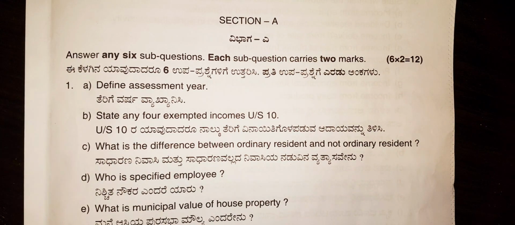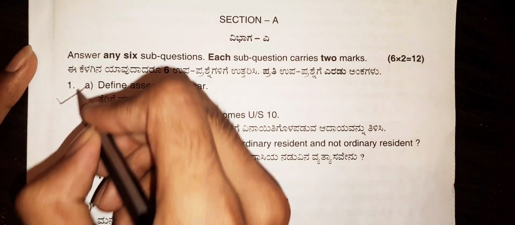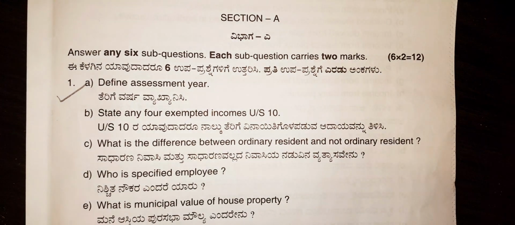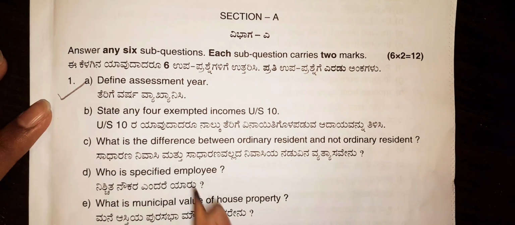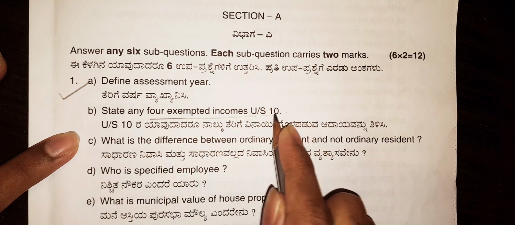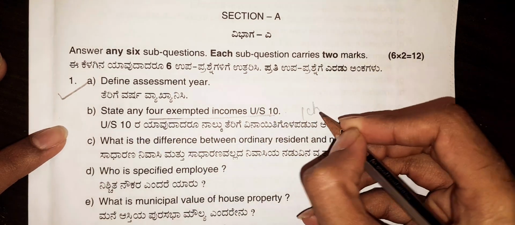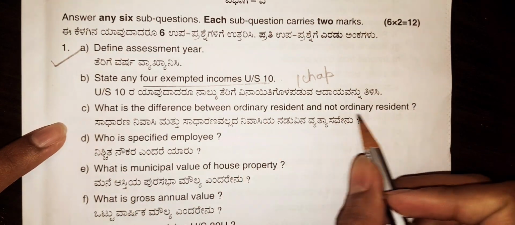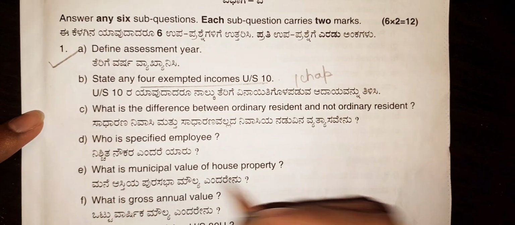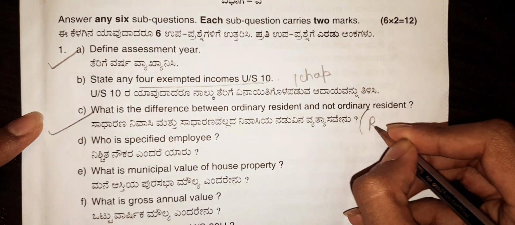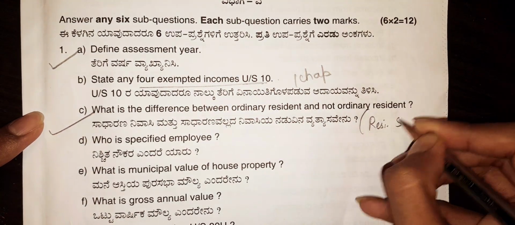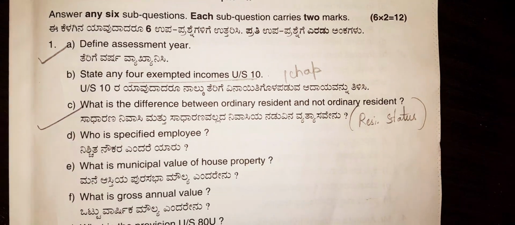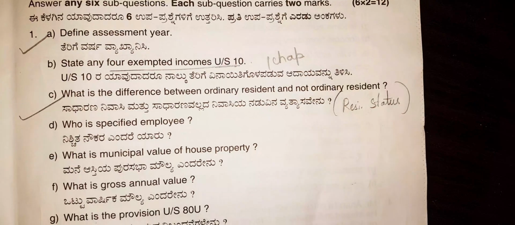In that, first they had asked assessment year. In my important questions video I had even told this question might come. Define assessment year. And they had asked for exempted income under section 10. This is from the first chapter. And what is the difference between ordinary resident and not ordinary resident? This also I have explained. This is from the residential status. While explaining the residential status, I have told you about this difference between ordinary resident and not ordinary resident.